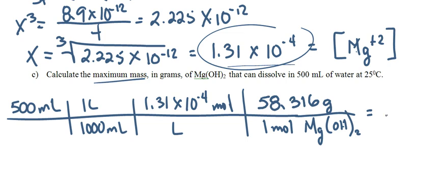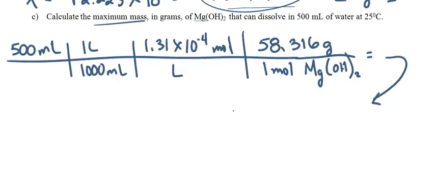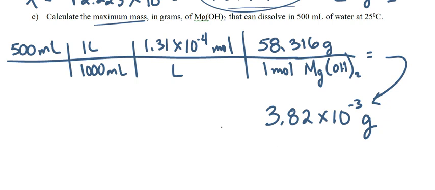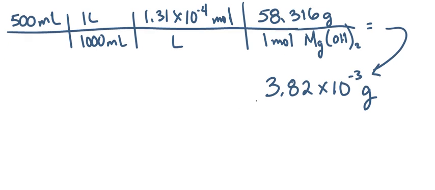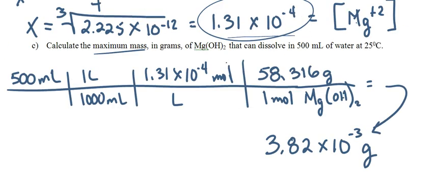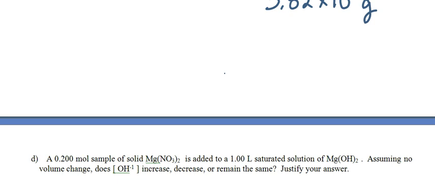So the maximum mass here that can be dissolved in this solution is 3.82 times 10 to the negative 3 grams. So not a whole lot. I'm not sure if I could accurately measure that out, to be honest. I could get to the thousandth or to a milligram here, but I'm not sure if I can get that 8.2. But again, do realize that this is not a very good substance to be making a solution for, since it doesn't dissociate very well.